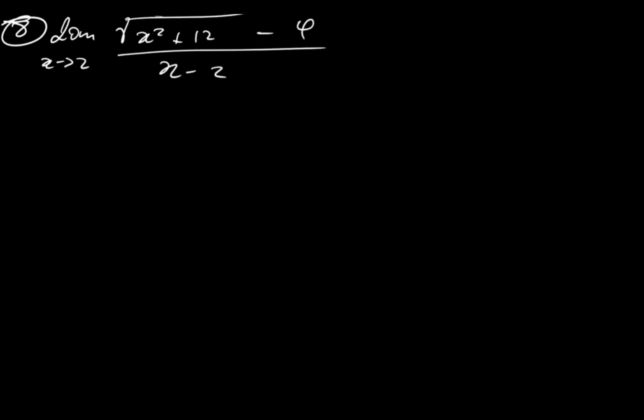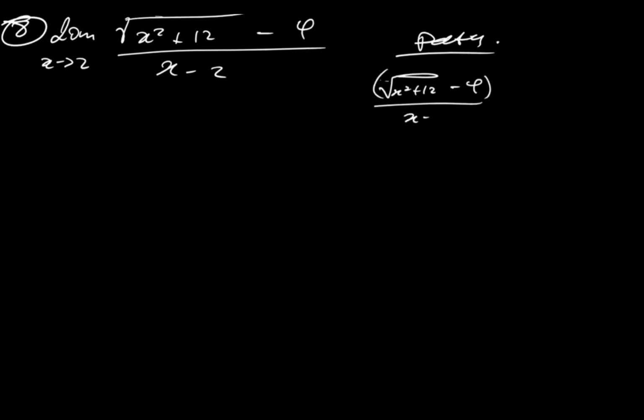Lim as x approaches 2 of the root of x squared plus 12 minus 4 over x minus 2. I guess we all know what to do here. Rationalize. So if we do up a data for rationalization, we're having the root of x squared plus 12 minus 4 over x minus 2. So we multiply by its conjugate, which would be root of x squared plus 12 plus 4 over root of x squared plus 12 plus 4. Remember the first and the first and the last to the last.